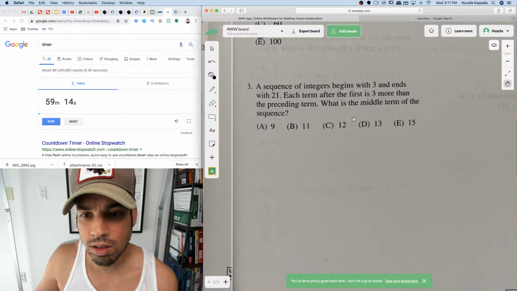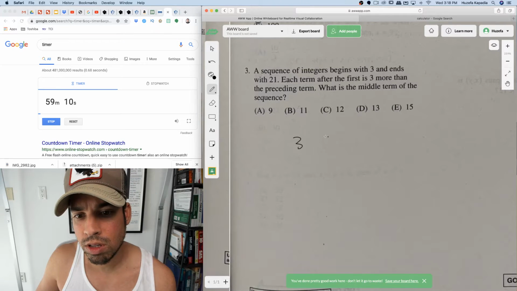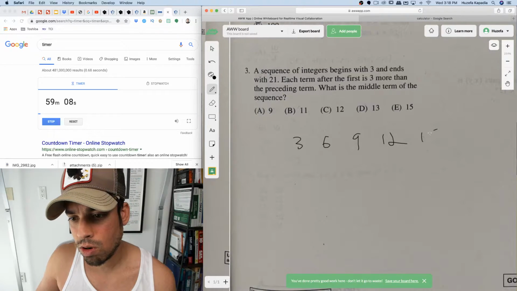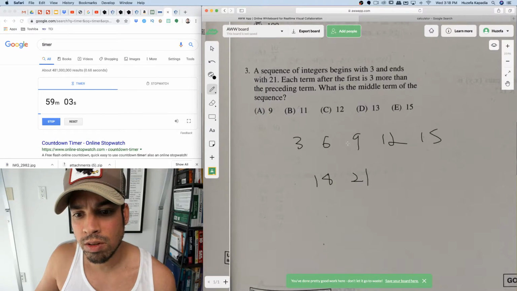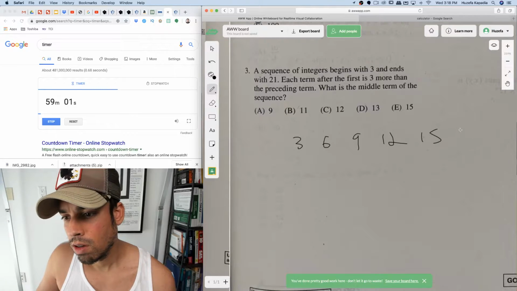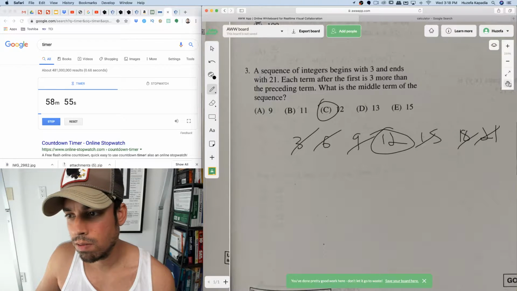All right, next, the sequence of integers begins with 3 and ends with 21. Each term after the first is 3 more than the preceding term. 3, 6, 9, 12, 15, just so you can see, 18, 21. What is the middle term of the sequence? So the middle is 12. Done.